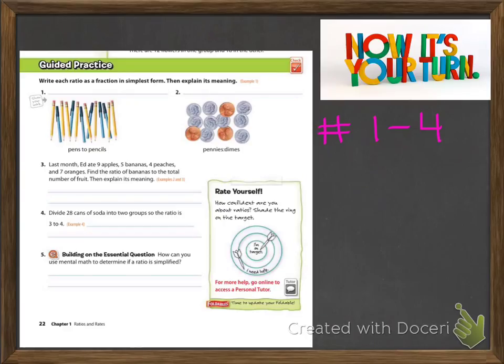Now it's your turn. You want to make sure, and I'm just going to underline this, I need you to do the same thing. Then explain its meaning. Also make sure it's simplest form. If you need some more space, you can write on the side of the paper. I'd like you to do numbers 1 through 4, please. So just numbers 1 through 4, and I will see you tomorrow. Good luck.